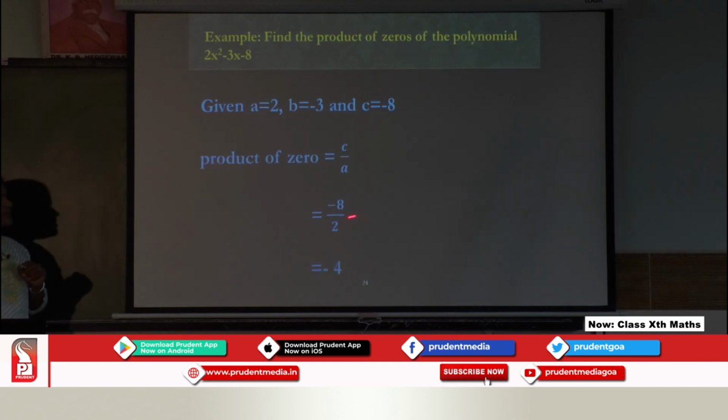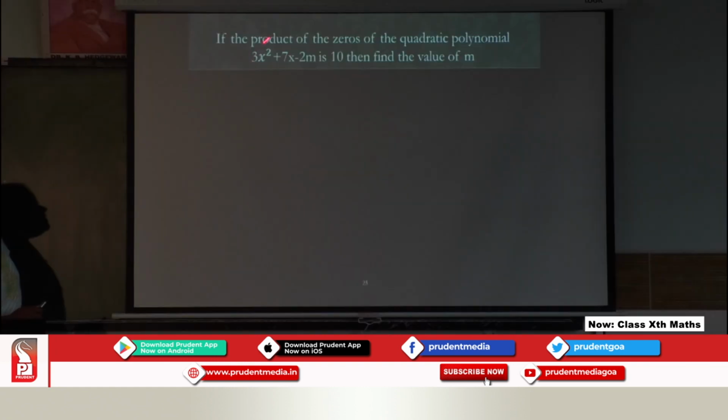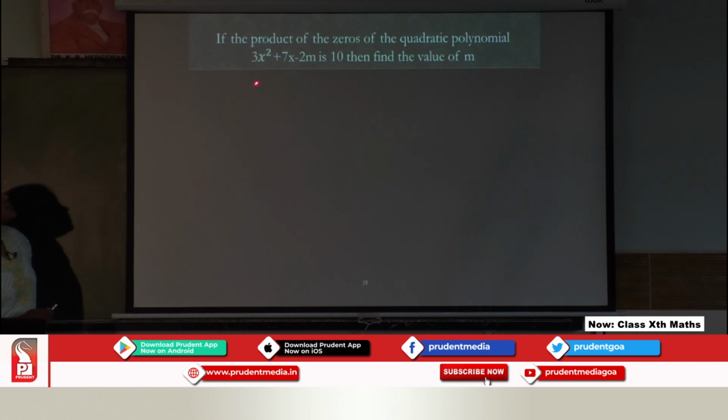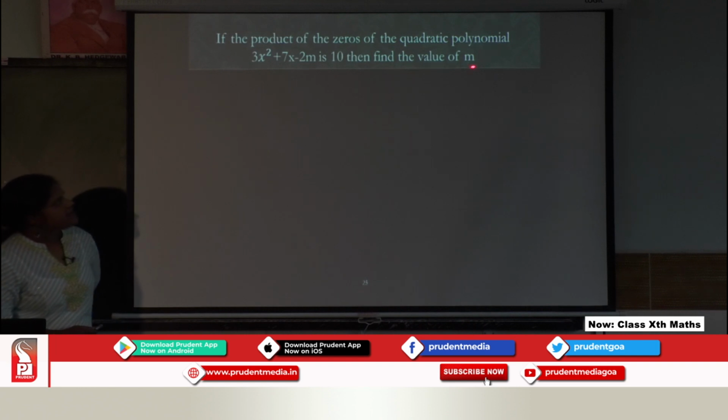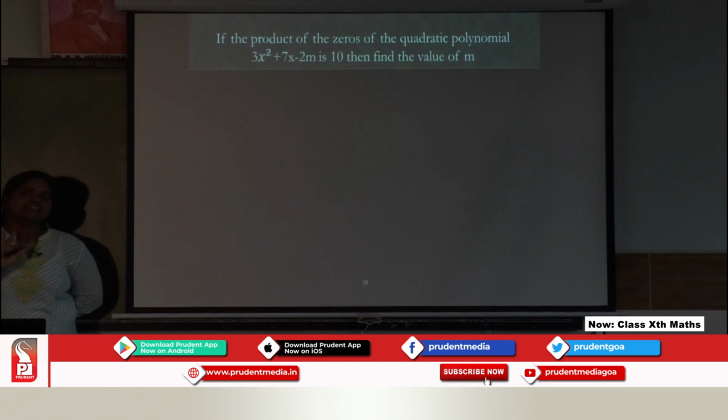It is negative 4 because one term is negative. 2 multiplied by 1 is 2. 2 multiplied by 4 is 8. So the final answer is negative 4. And here is one applicative type question on product of zeros. If the product of the zeros of the quadratic polynomial 3x square plus 7x minus 2m is 10, then find the value of m. In this problem, the product is already given.